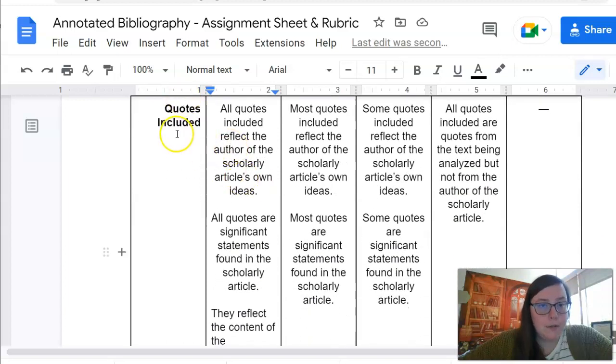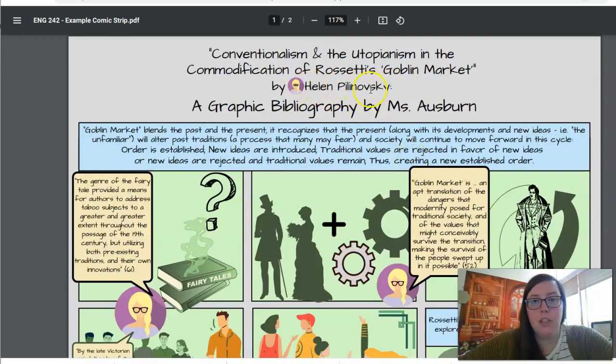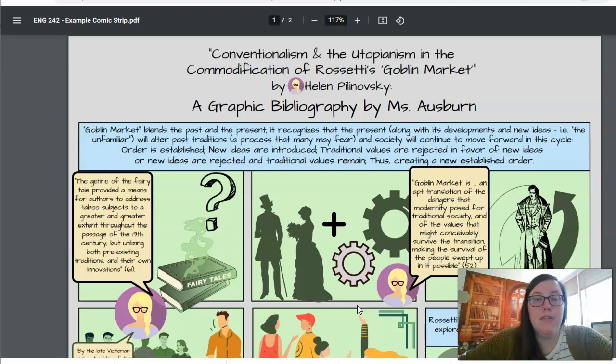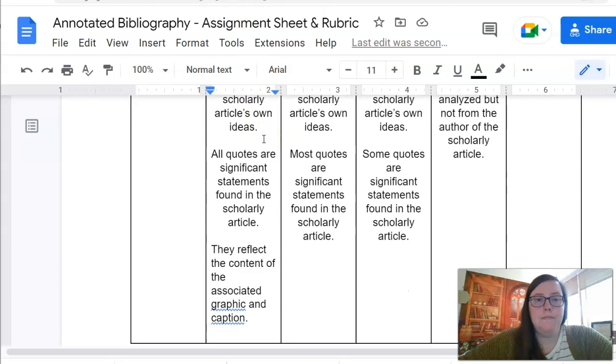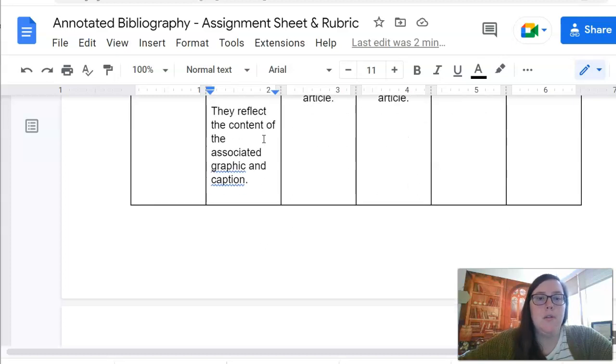I'm going to grade the quotes that you've included. Are they quotes from the author of the scholarly article, not from the text? You'll notice in the example, none of these quotes are from Goblin Market. These are quotes from the author, Helen Pilanovsky, who wrote the scholarly article that I read. So your quotes should be from the scholarly article, from the author. Do the quotes reflect a unification of the graphics, your narrative captions, i.e. your summaries, and quotes that you've provided?